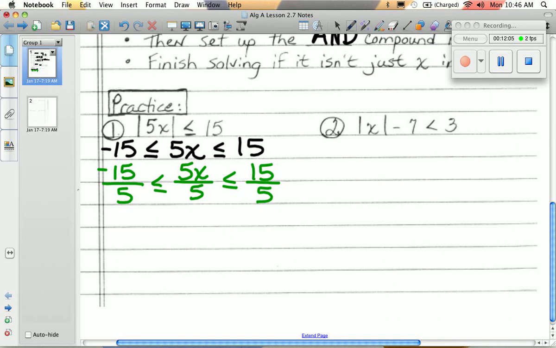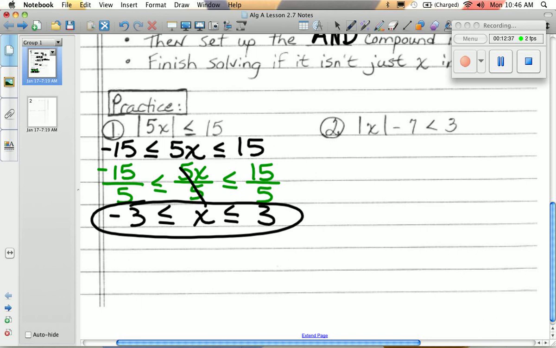First thing we did is set up our compound inequality. Next thing we're doing is getting x alone in the middle by dividing by 5. And that we accomplished. Now, what's negative 15 divided by 5? Negative 3. And what is positive 15 divided by 5? Positive 3. x is by itself. We have our solution. We can circle that and say there's our compound inequality solution. That shows all the things x can be, and now our graph will give us a picture of it.